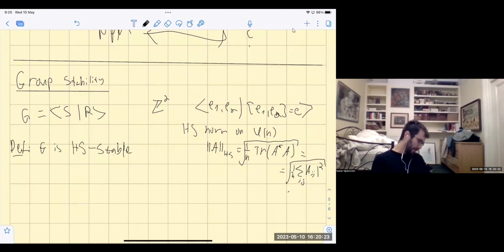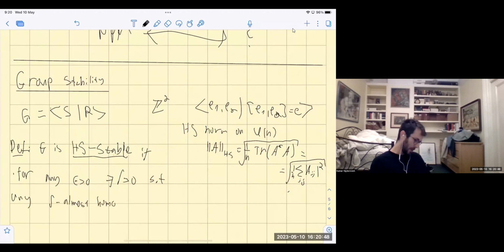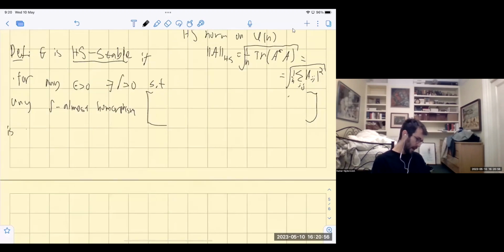So G is Hilbert-Schmidt stable if, for any epsilon, it's very similar to orbit stable, if for any epsilon there exists delta such that any delta almost homomorphism, and like before, I will keep this for a moment undefined, F from G to U(n) is epsilon close to an actual homomorphism phi from G to U(n).